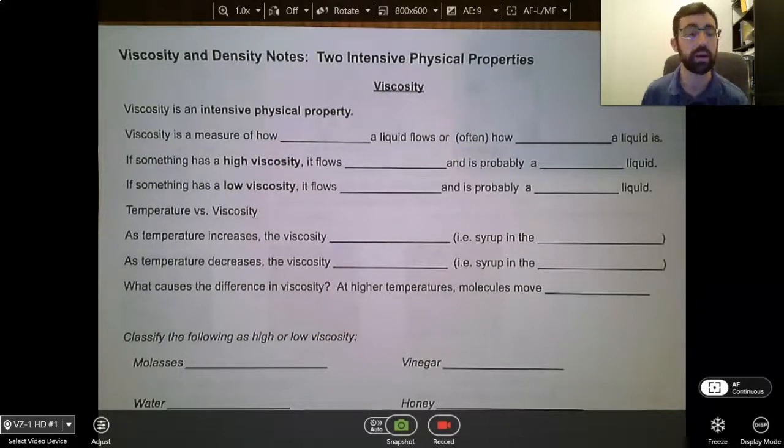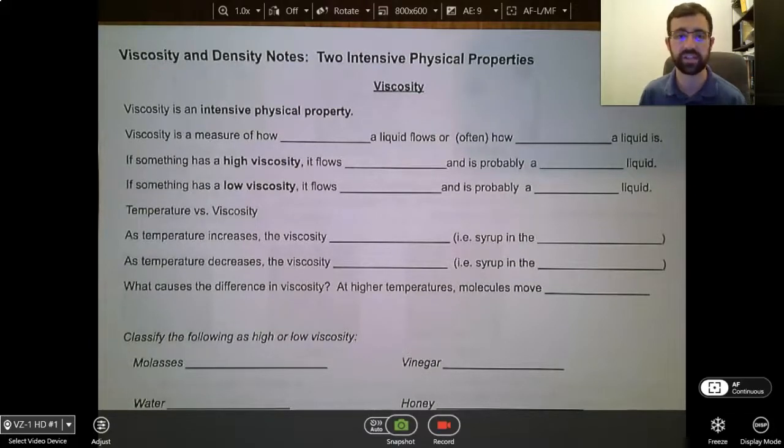That's the reason we talk about it right now, is because you've just learned what an intensive physical property is, and you need to know that both of these are intensive physical properties. The first one is pretty simple, so that's why I start with it.